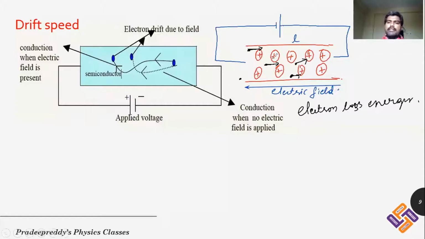Electrons will be losing their energy and that lost energy is being released out in the conductor in the form of heat. So therefore, whenever electric current is passing through a conductor, it gets heated up because electrons lose some energy during collisions of the electrons with ions.